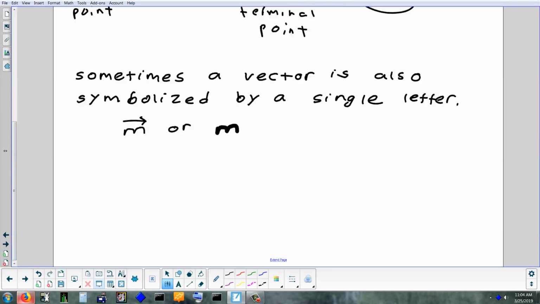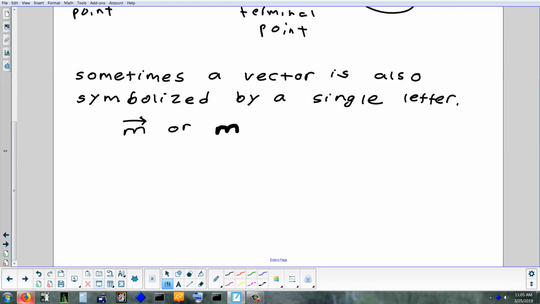One way is to put the single letter and put a little arrow on top of it. Again, this arrow does not mean the vector points to the right. It just means it's a symbol that means vector. Okay? It always points to the right in that symbol. Or you can make the letter bold. If you look in your packet, that's how they do it. Okay, they make the letter bold.